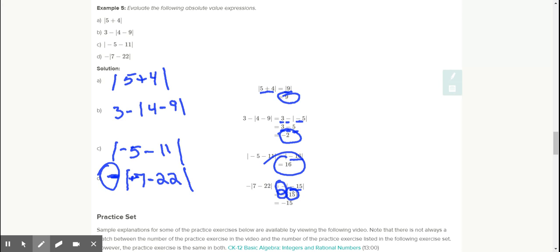Let me erase my writing so we can take a better look at this. If we look, we put parentheses up because I want that negative sign that was outside to stay separate from my absolute value. When I combine them together, 15 was my answer. I'm going to keep that negative sign there. So the answer to this one remained negative 15 because that negative sign was on the outside of the absolute value.